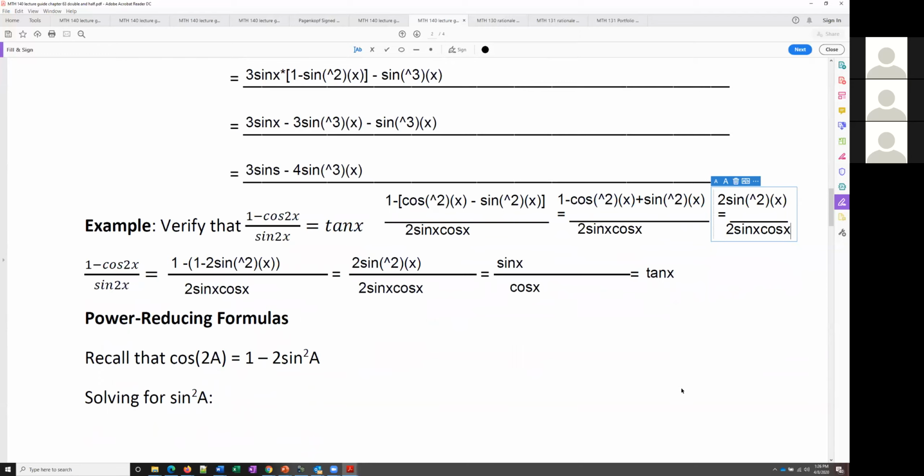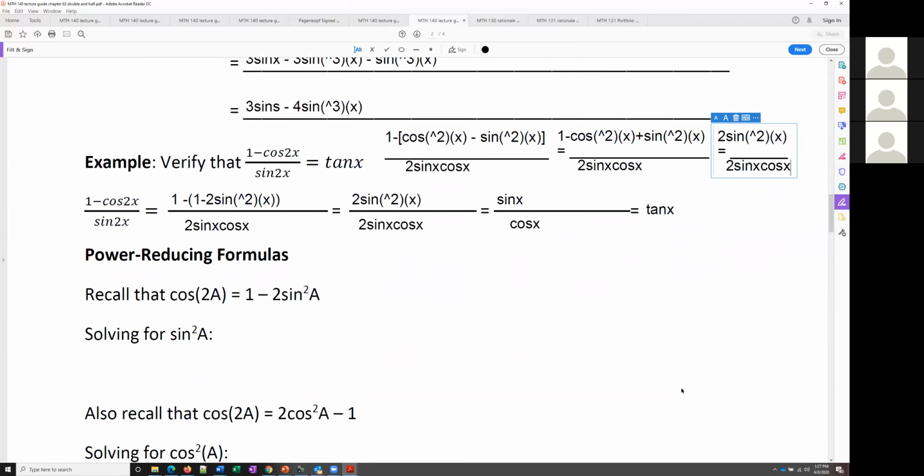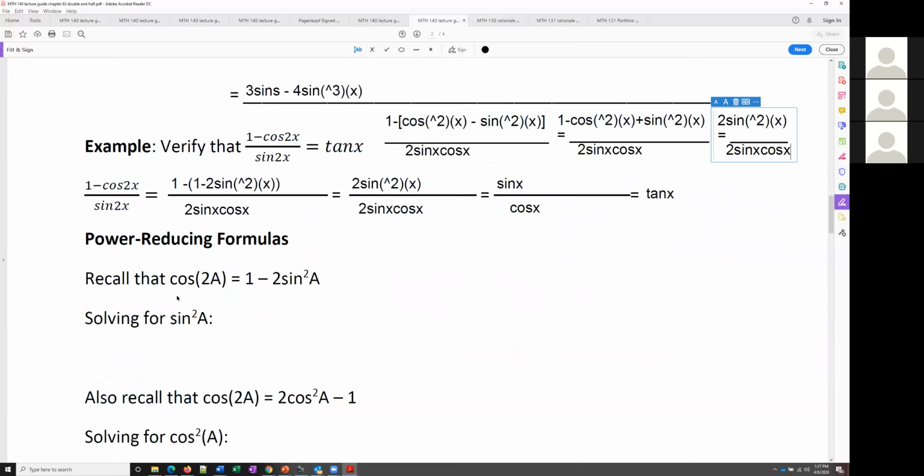Next up, we're going to take a look at something called the power reducing formulas. So we have a formula for cosine of 2a, which is 1 minus 2 sine squared a. Okay, so that was one of our formulas. And I want to take this and solve it for sine squared.